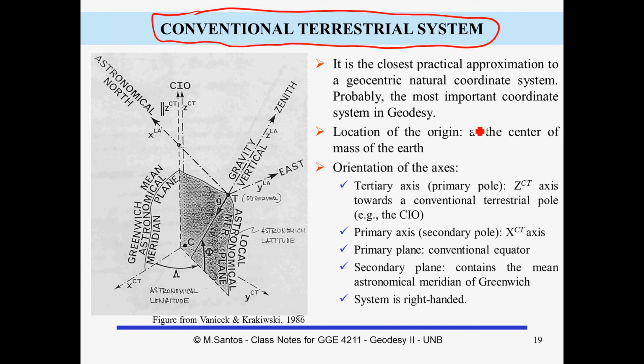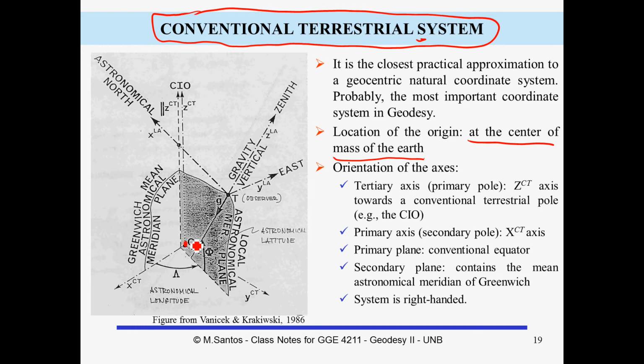The location, by definition, is at the center of mass of the Earth. Again, this is a definition. We're talking about a system. In practice, it's not going to happen. The origin is going to be within a few centimeters of the center of mass. And here we have the definitions. So this slide here comes from Vanicek and Krakiwsky.